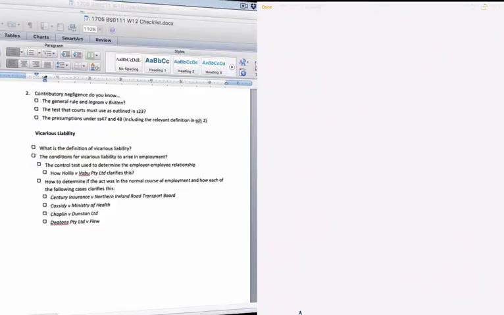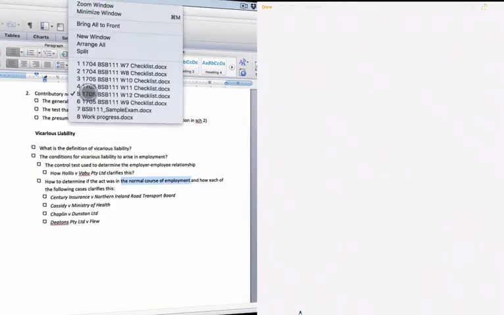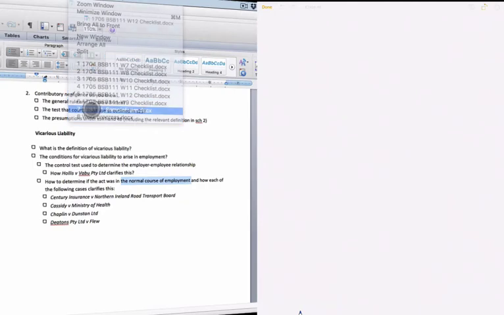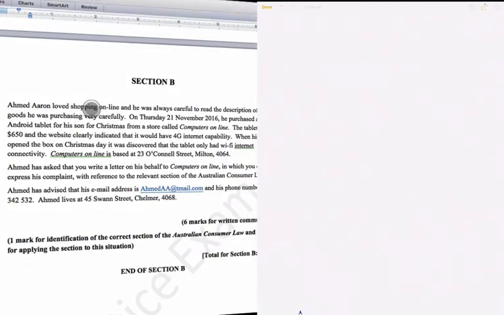Section B asks us to write a letter. I think the best way to think about this problem is to look at the questions being asked. We're going to get 6 marks for written communication, 1 mark for identification of the correct section of the Australian Consumer Law, and 1 mark for applying that section to this situation. Because it said that, I know this is going to be a consumer law problem. Okay, so let's have a read.